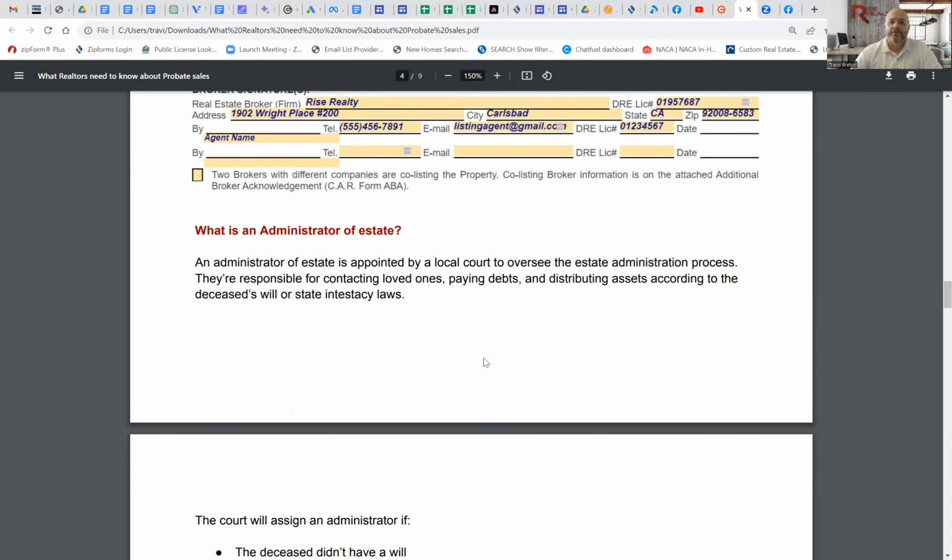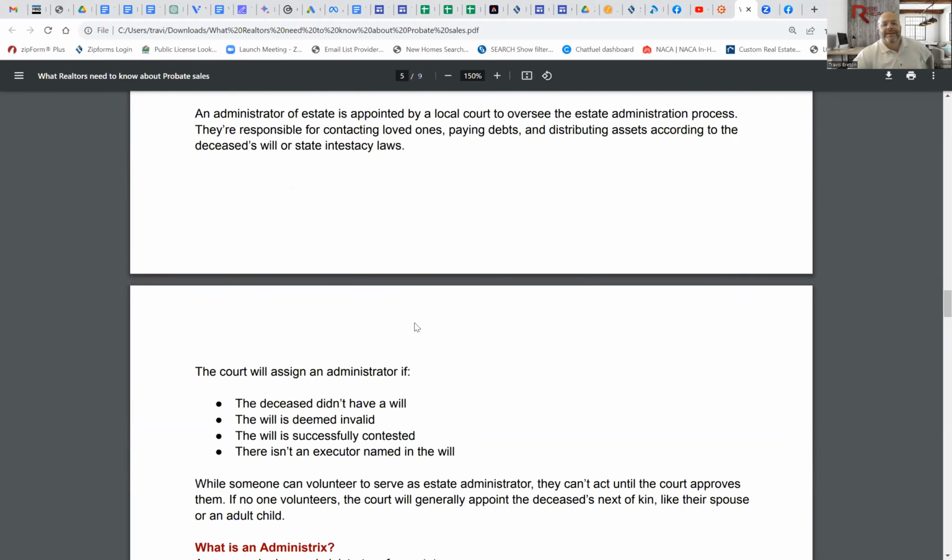What is an administrator of estate? An administrator of estate is appointed by the local court to oversee the estate administration process. They're responsible for contacting loved ones, paying debts, and distributing assets according to the deceased's will or state intestacy laws. Sorry, that's a tough one to say.